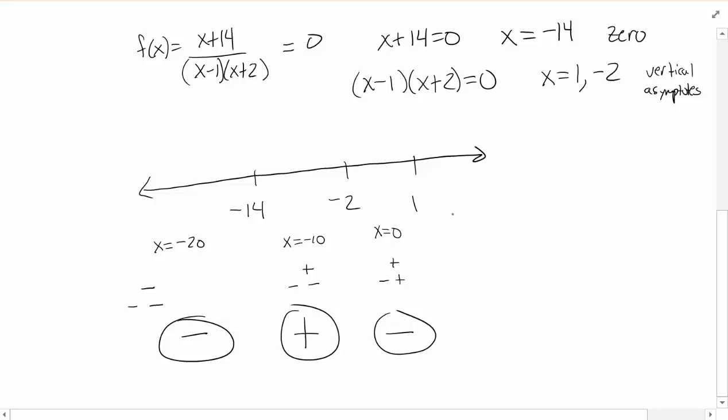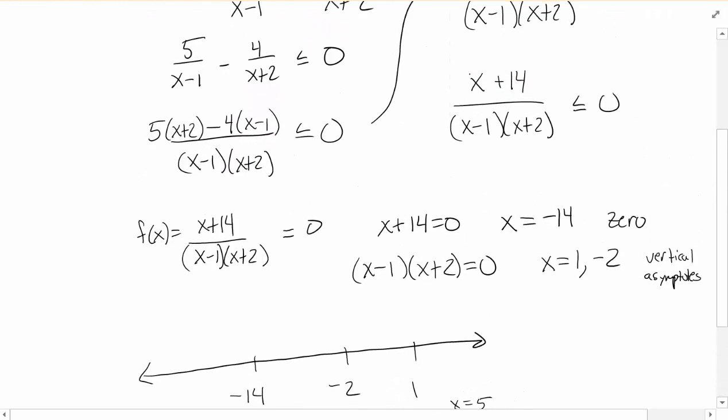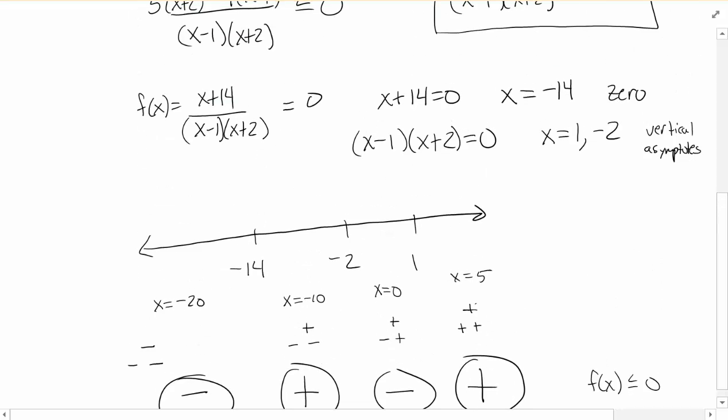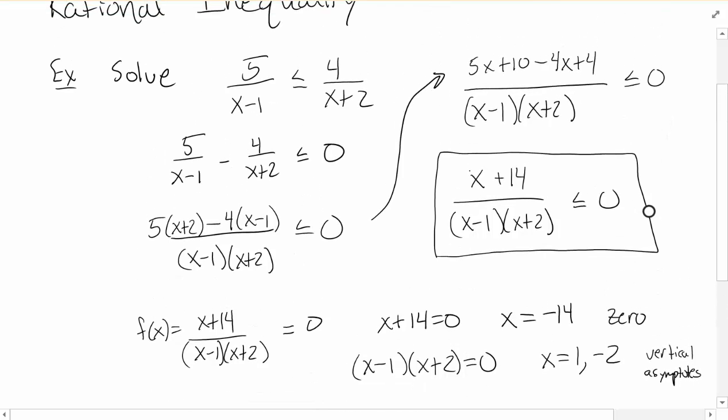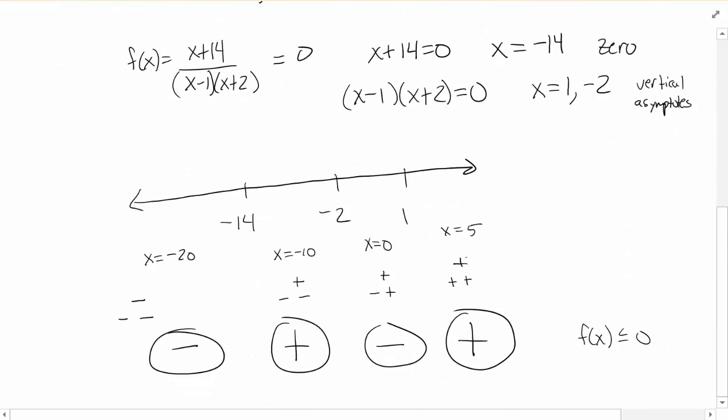Okay, favorite number to the right of 1, I'll go with 5. 5 plus 14, positive. 5 minus 1, positive. 5 plus 2, positive. So overall, I'm positive over here. Okay, so that's the setup. And I wanted when f of x was less than or equal to 0. So I am going with f of x less than or equal to 0 because this inequality that I've boxed is equivalent to solving the original. I just rewrote it in a way that I could deal with a little bit better.